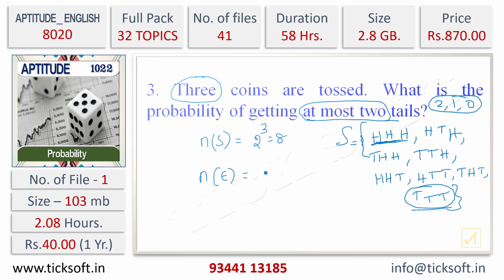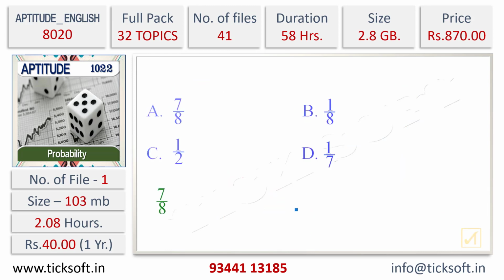So hence n of E will be equal to what? 7. So at most 2 means we have 2 tails in these 3 elements, and also we have only 1 tail in these 3 elements, and we have 0 tails in this element. So all these 7 are the favorable events. So hence n of E will be equal to 7. Hence the probability will be equal to the number of favorable events 7 divided by the total number of events 8. Hence the required probability is 7 by 8. Hence out of these 4 options, option A 7 by 8 is the correct answer.